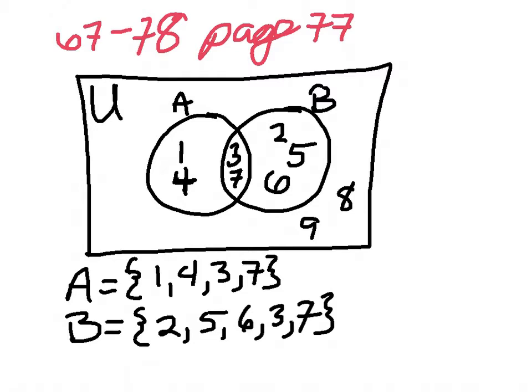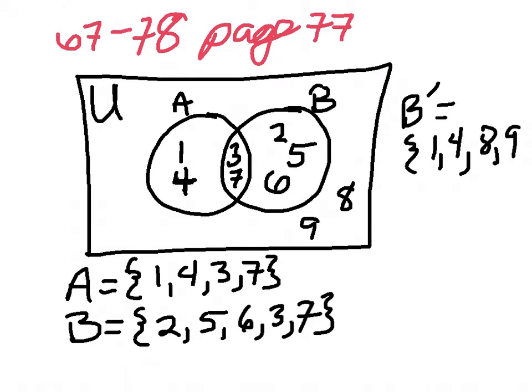So our next challenge is we can start to play around with this. Well, what would be something like B complement? B complement would be the elements that are not in set B. So what's not in set B? We can see 2, 5, 6, 3, and 7 are in B, but what's not in B is 1 and 4, but also 8 and 9. 1 and 4 are in set A, but not B, and 8 and 9 are in the universal set, not in A or B. Alright? So that would be the complement of B.